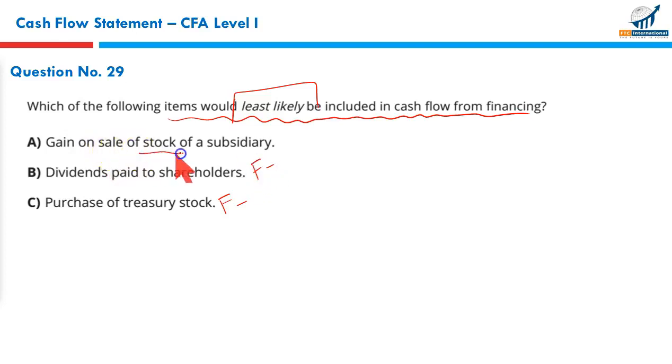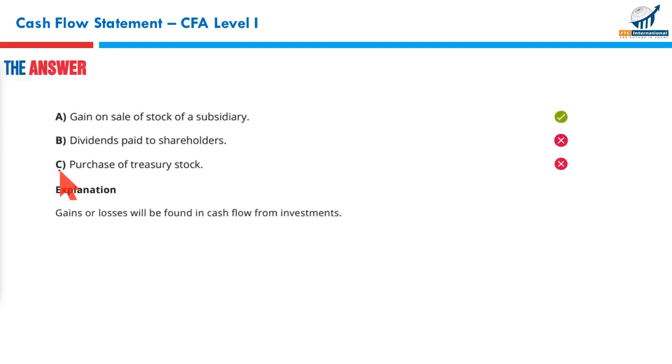Gain on sale of stock of a subsidiary, it's an investment activity. Gain is deducted from your net income and it is shown as a part of investment inflow. This is not a financing activity. A is not a financing inflow or outflow. A should be the right answer and A it is.